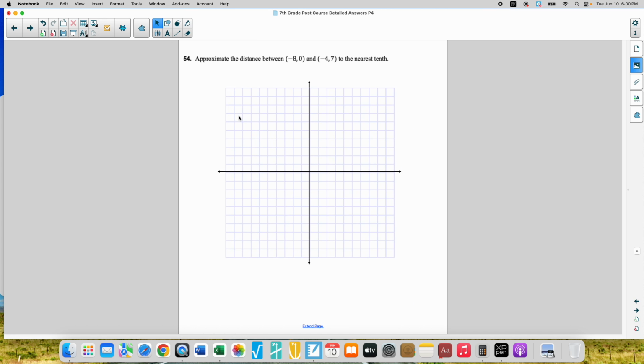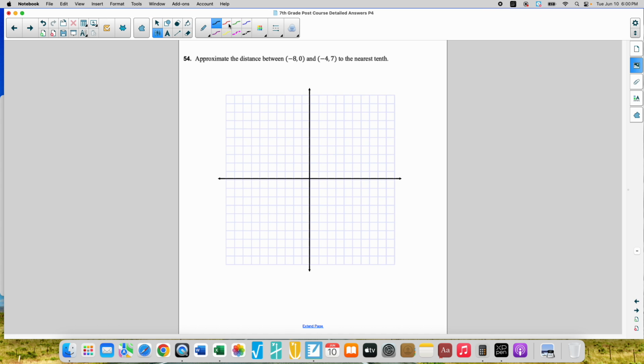Let's move this up a little bit. Let's take these 2 points. So we have -8 on the x, 0 on the y, and then we have -4, 7. So 1, 2, 3, 4, 1, 2, 3, 4, 5, 6, 7. So we want to know this distance, the distance between the 2 points.